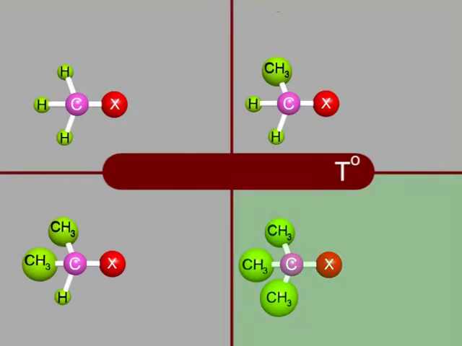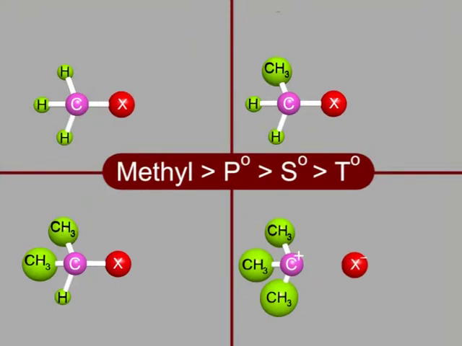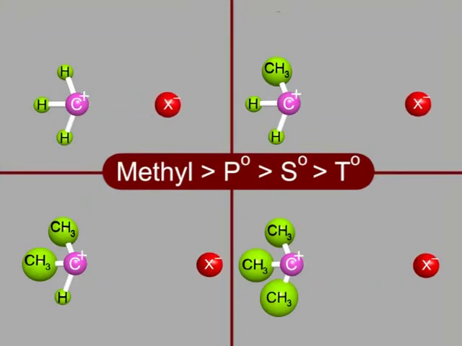3-degree halide is less reactive than 2-degree halide, which is less reactive than 1-degree halide, which in turn is less reactive than methyl halide. Therefore, the order of reactivity is as shown on the screen.